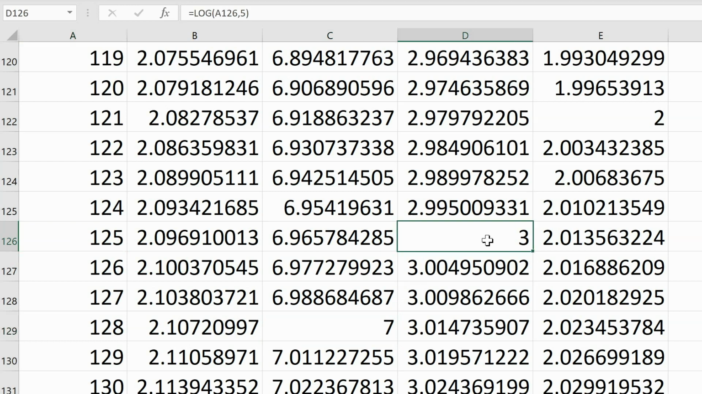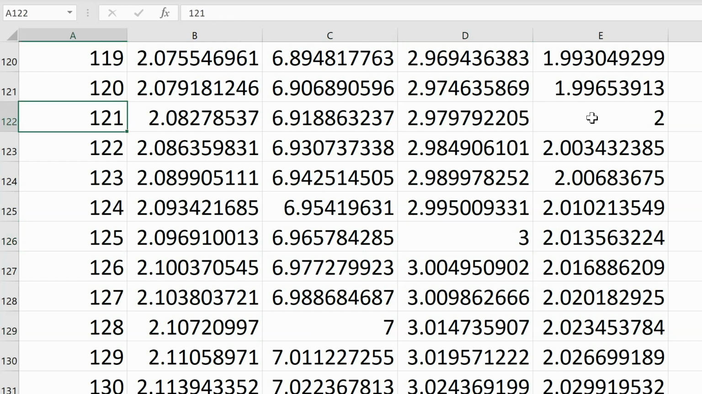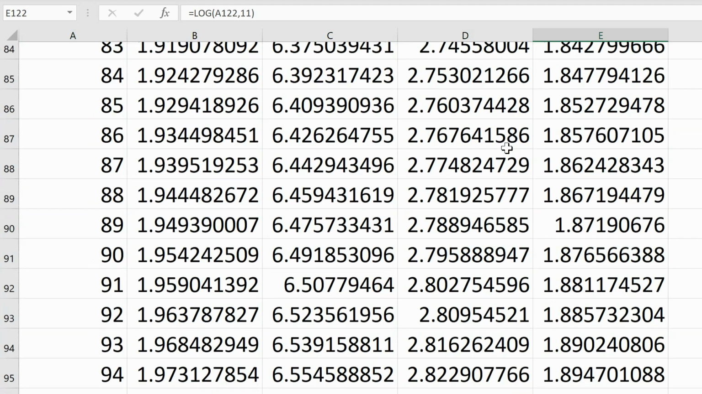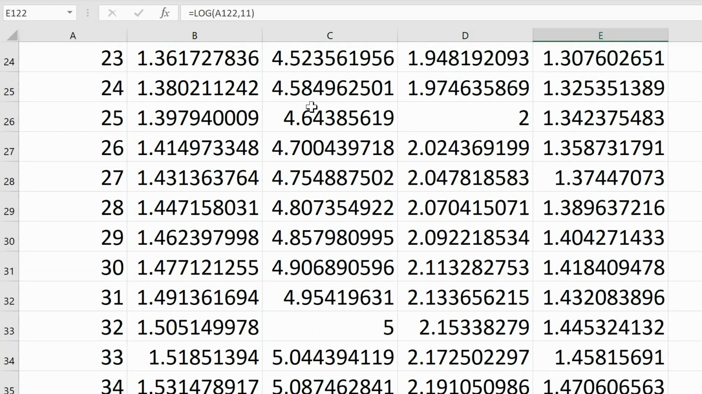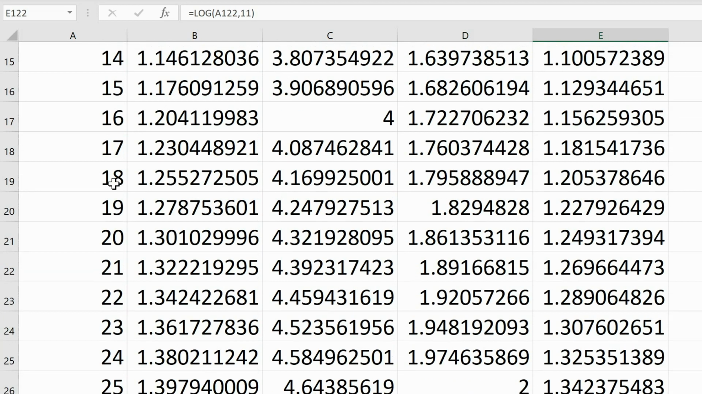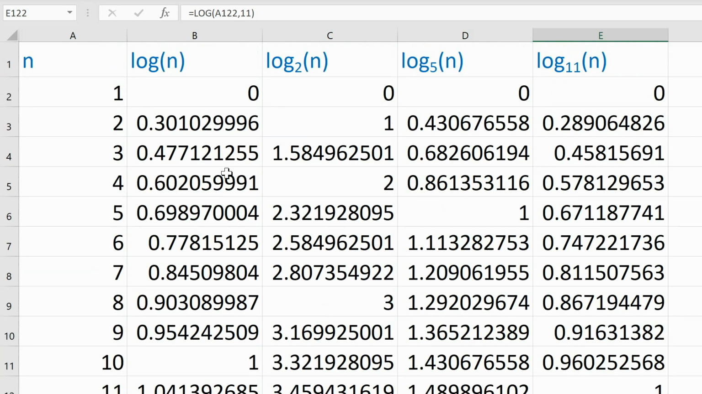125, this was the log base 5 column. Log base 5 of 125 is 3. And this one was log base 11, because 121 is 11 squared, so its logarithm is 2. All of those are just exponents. Now, before calculators, this is what you would have had, big printed out tables like this of logarithms of various numbers. Let's go back and summarize this idea.